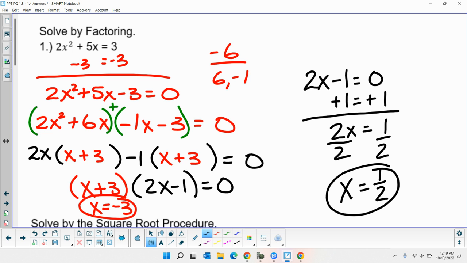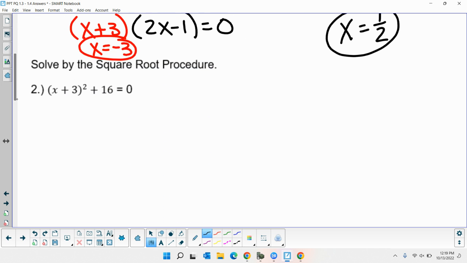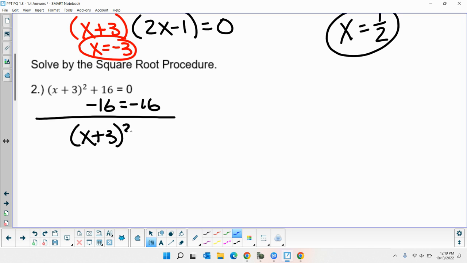All right. Number 2 was the square root method. In the square root method, we get the squared part alone. Is the squared part alone right now? No. So how do I make it alone? Subtract 16, right? So I get x plus 3 squared. The squared part's alone now. So what can I do to get rid of the squared? Square root it, right? So the square root of something squared is that something, right?